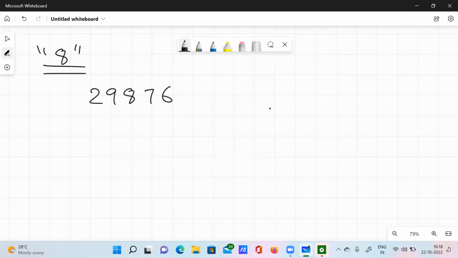You just want to check it. So how to do that? The condition is nothing but the last three digits. You need to look for your last three digits here. That is 876. Just look at here, 876. So you need to check whether this number is actually divisible by 8 or not.